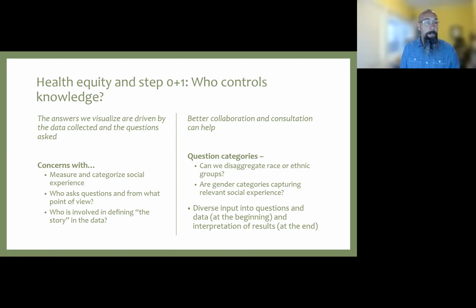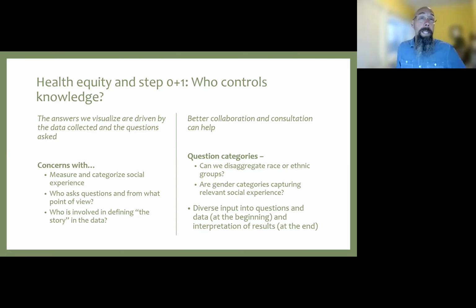So I want to just touch on concerns with measure and categorization of social experience and this idea of who's asking questions. And I would say that one solution is better collaboration and consultation. So that means making sure that program people and epi people and policy people and communications people inside your agency are talking together, but also thinking about how we can get engagement, collaboration in an authentic way with stakeholders, with communities, to drive what are the important questions to help interpret the results.